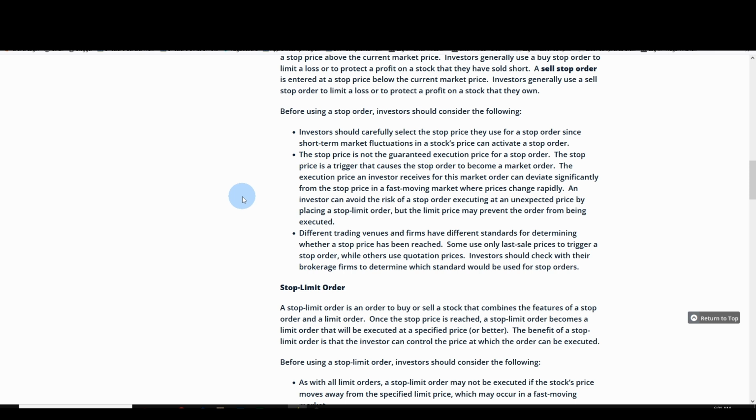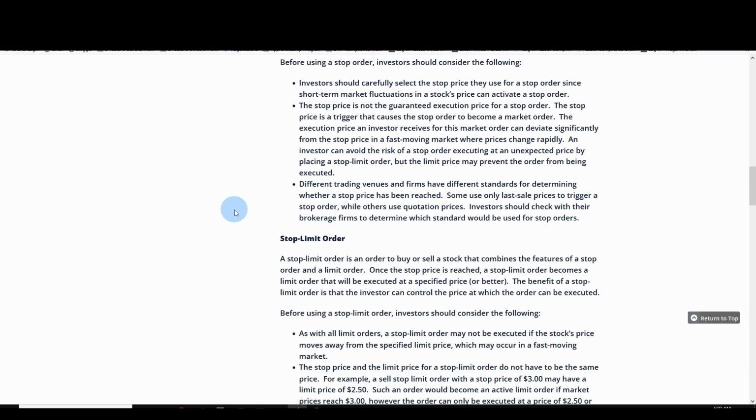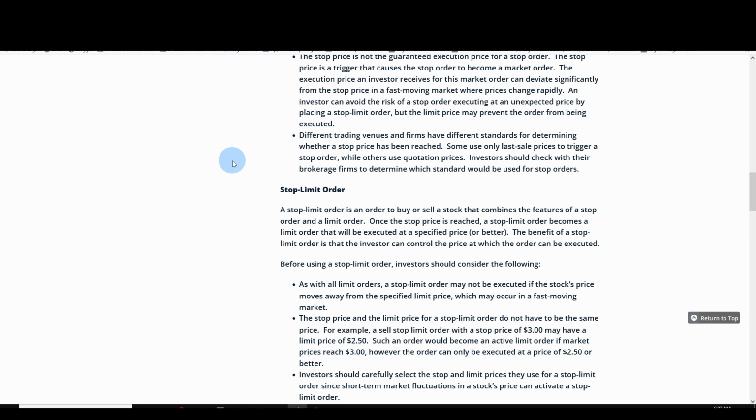An investor can avoid the risk of a stop order execution at an unexpected price by placing a stop limit order, but the limit price may prevent the order from being executed. Different trading venues and firms have different standards for determining whether a stop price has been reached. Some use only last sale price to trigger a stop order, while others use quotation prices. Investors should check with their brokerage firm to determine which standard would be used for stop orders.